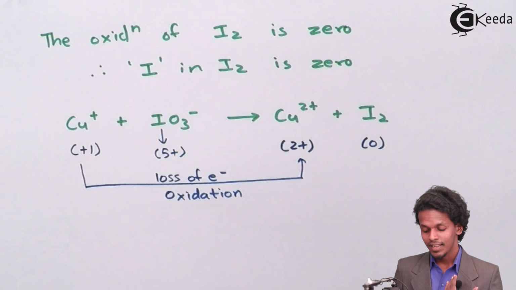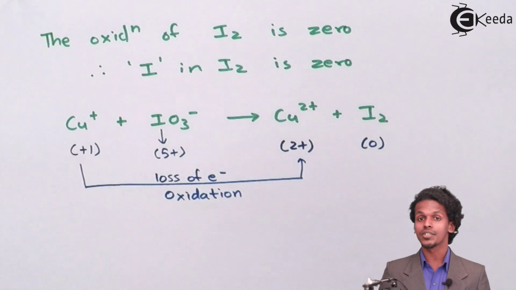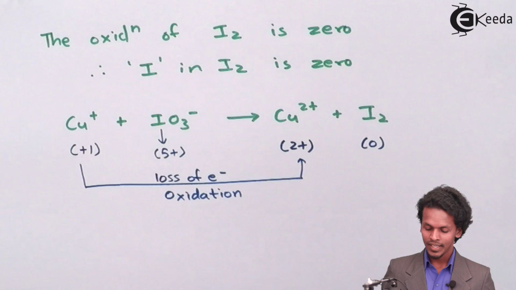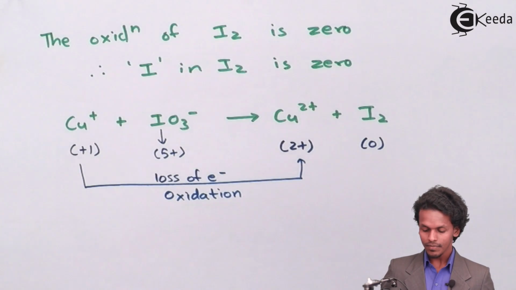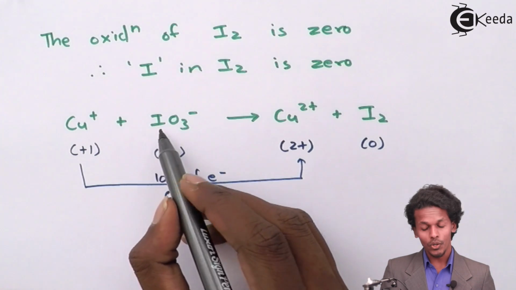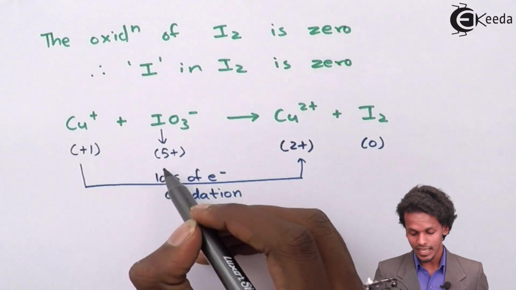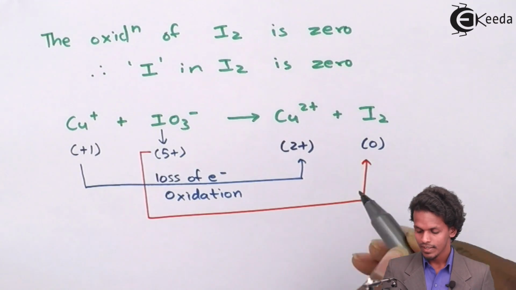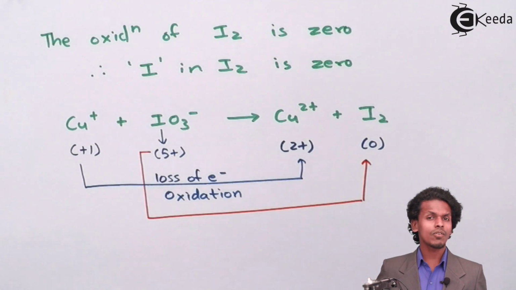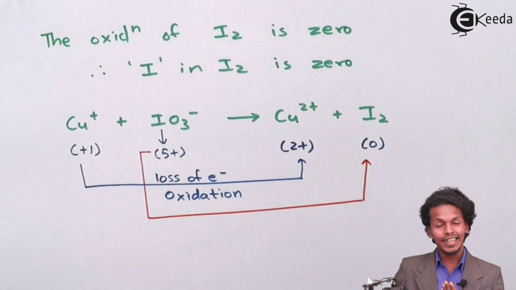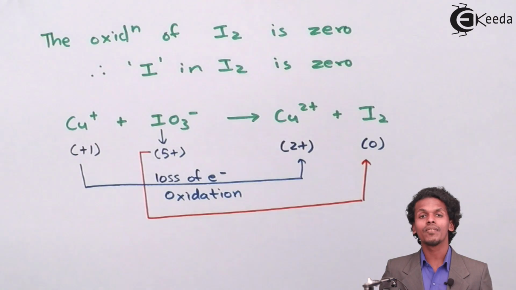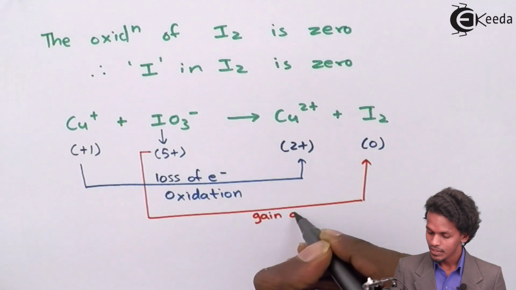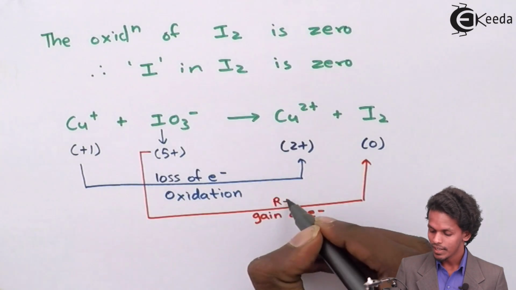Now let us see whether IO3- is showing reduction or not. It will show reduction because it's a redox reaction, but still we'll confirm it. In this process, as we can see, the iodine atom, which has an oxidation number of +5, is now being converted into 0. This is only possible when the oxidation number is decreasing. This is possible when electrons are being accepted or gained. So gain of electron is nothing but reduction.